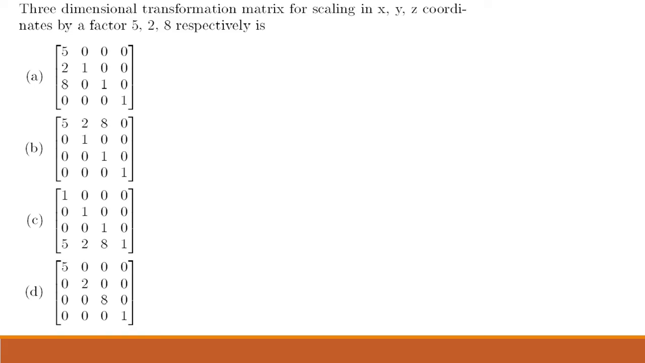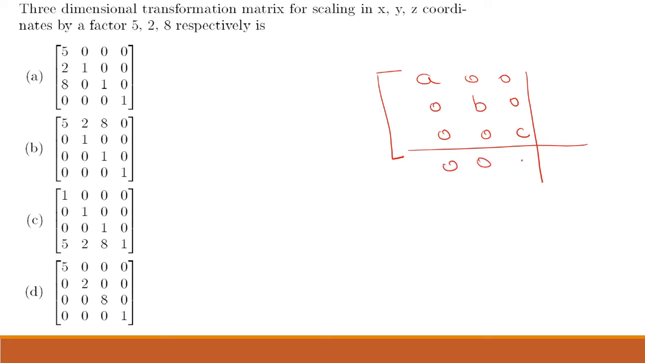Now let us see the next one. The three-dimensional transformation matrix for scaling in XYZ coordinates by factor 5 to 8 respectively. तो यहाँ पे scaling है हमारे XYZ coordinates में, and we know what a scaling matrix is. The scaling matrix is A 0 0 0 B 0 0 0 C. Since we are using homogeneous coordinates, 0 0 0 1 and 0 0 0 1. तो यहाँ पे जो भी diagonal elements से ABC, that will give the scaling effect.